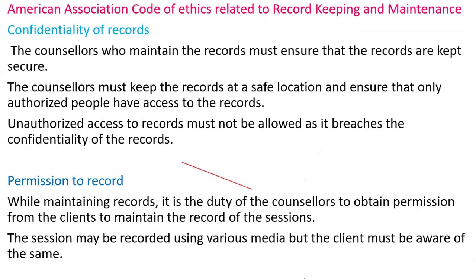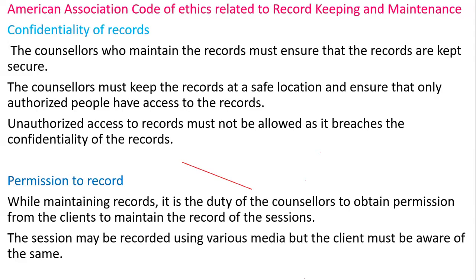Right. So the American Association Code of Ethics related to record keeping and maintenance says that confidentiality of the records is very, very important. So then the records are kept by whom? Who is keeping records of the counseling intervention? The counselor. And they should be kept secured without the access of any other person, right?